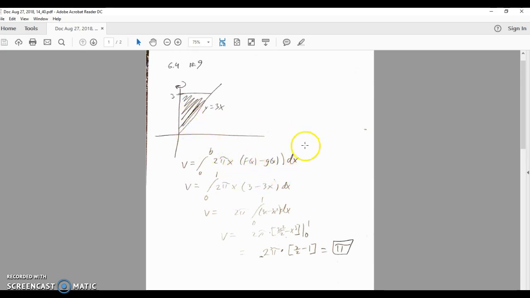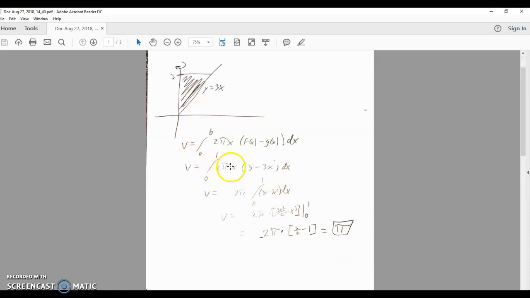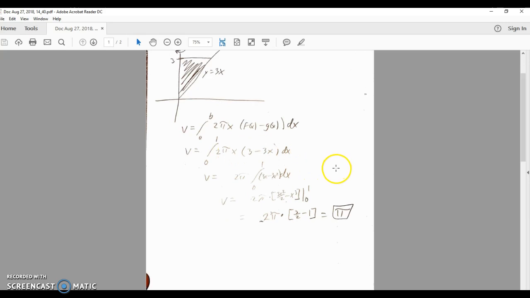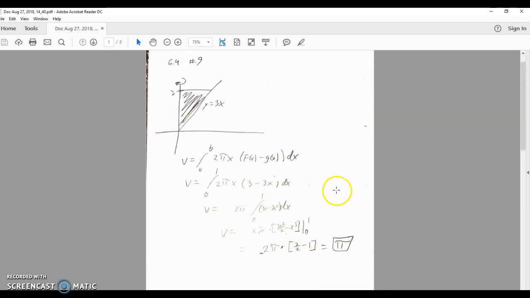Here we're looking at bounds for x. And you can do a quick calculation. If y equals 3x and you want to hit the line y equals 3, that happens at 1. So we're integrating from 0 to 1, 2 pi x times (3 minus 3x) dx. Sorry, this got a little light here, but volume then would be 2 pi times the integral from 0 to 1 of 3x minus 3x squared dx. So that's 2 pi times (3x squared over 2 minus x cubed) from 0 to 1. And if you evaluate that, you get pi. So that volume is pi if we revolve that thing around.